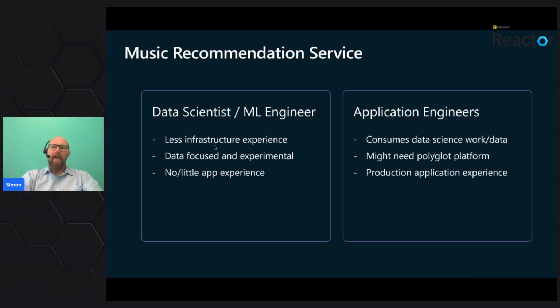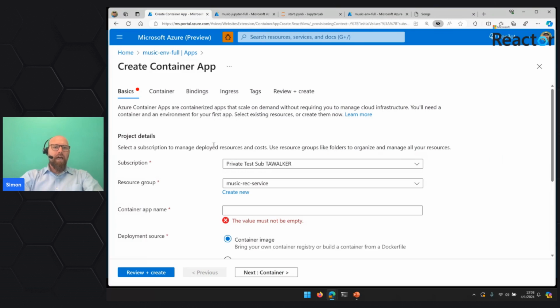And then on the other side, we have the application engineers. These will use the data that's being generated by the data scientists, consume it, and they might be polyglot developers. In our case, we have a Python developer for the back end and a Java developer for the front end. And of course, they have more production application experience, so they're also more infrastructure focused. As we go through this process, I'm going to call out which role I'm playing throughout, and let's get started.